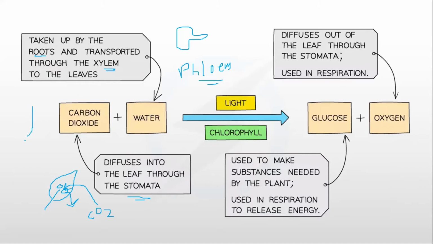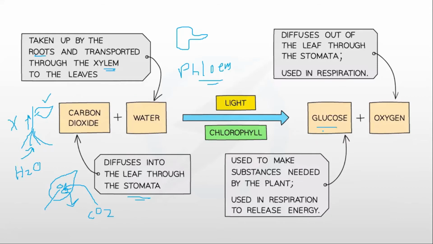Of course, when we have a plant, we have the roots over here and we have the leaf over here. The water is absorbed by the roots. Now, photosynthesis is not taking place inside the roots. Photosynthesis takes place inside the leaves. So the water is now transported from the roots to the leaves through xylem vessels.